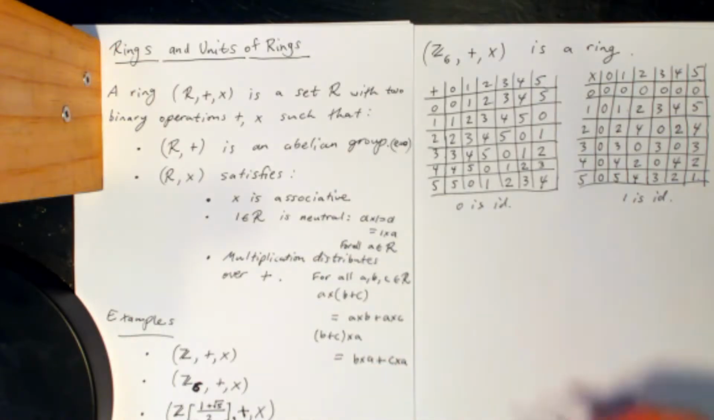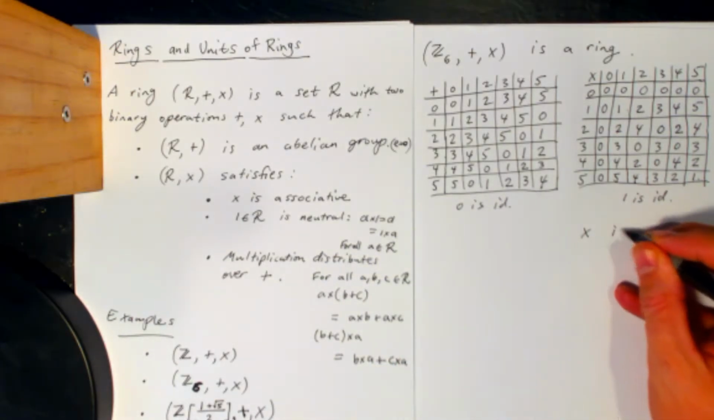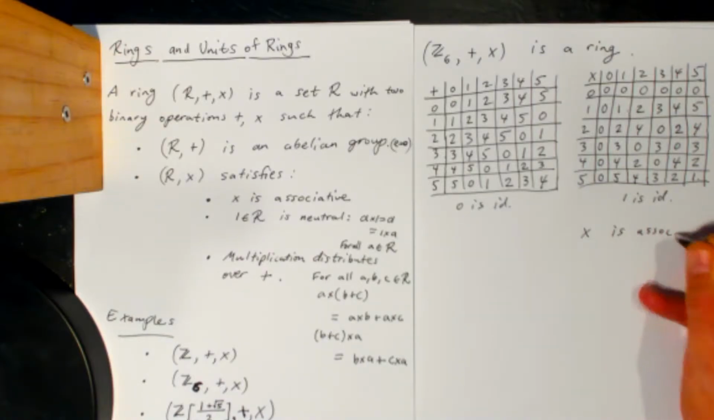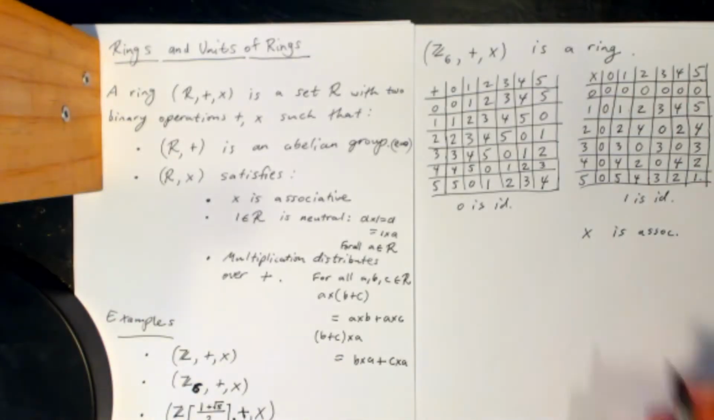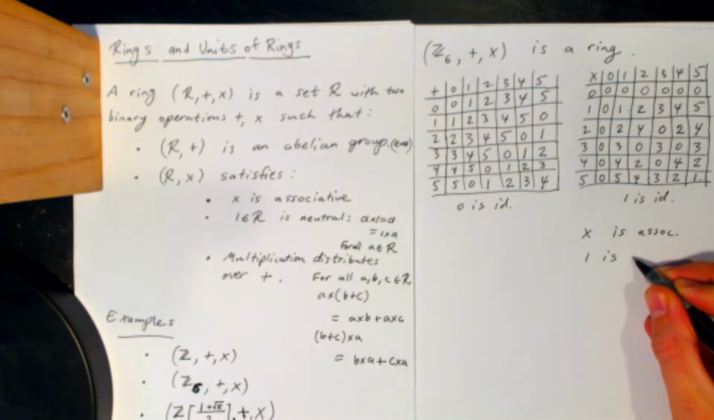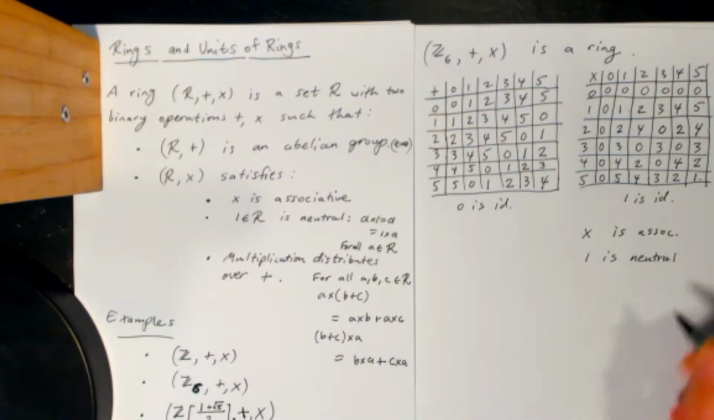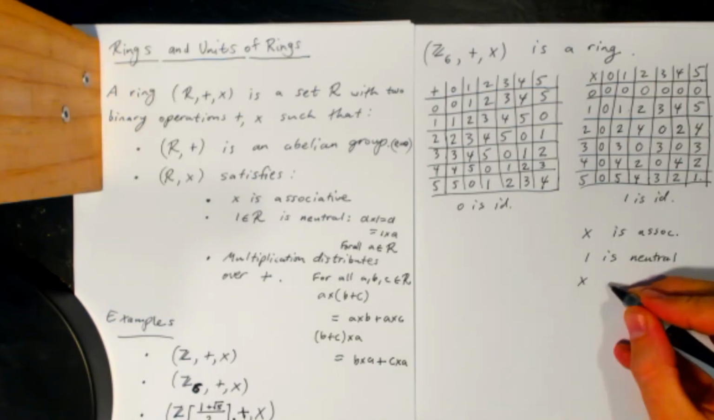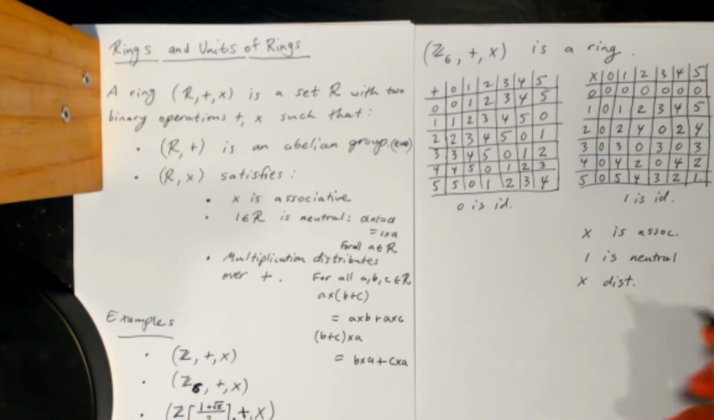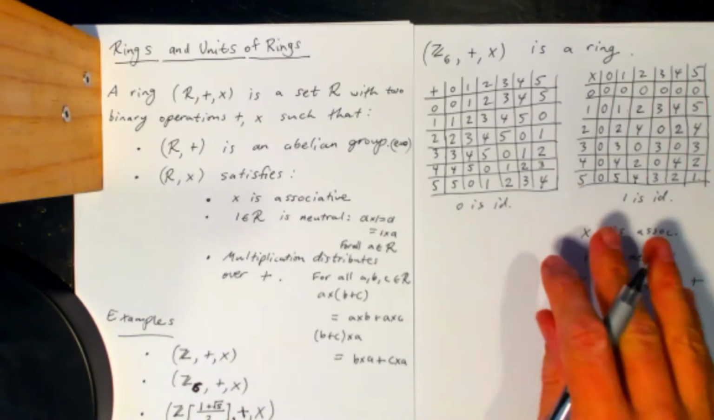multiplication satisfying some nice properties. So multiplication is associative, and I'll just abbreviate that because we've got it right there. 1 is the identity, so is neutral. And multiplication distributes, I'll just put dist, over addition. Because we inherit this from the integers, right? It works for integers, so it works when we reduce modulo 6. Okay, so we have all of the properties that we need for this to be a ring.